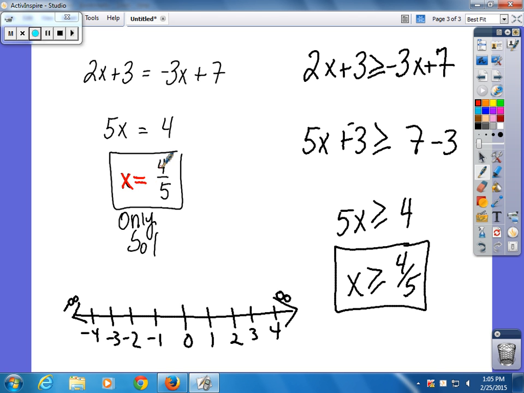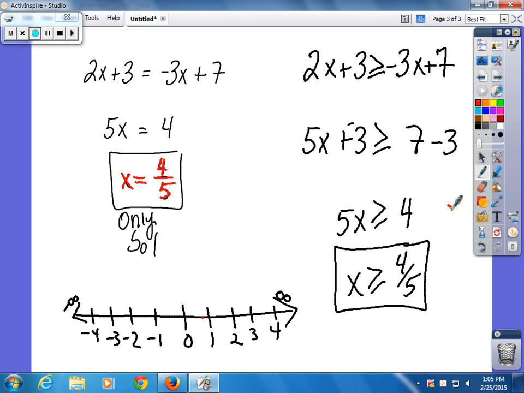X is equal to 4/5. 4/5 is almost 1. It's right there. I put a little dot right there. Now, did I make it little for a purpose? Yes. Because all that does is show where that 4/5 is located. Because that's the only solution to the problem. That's it. 4/5. That's it.